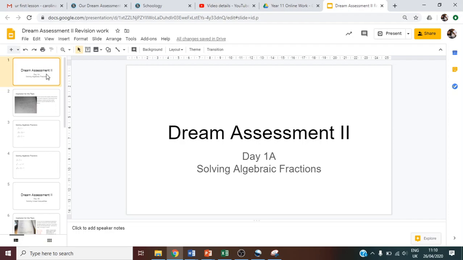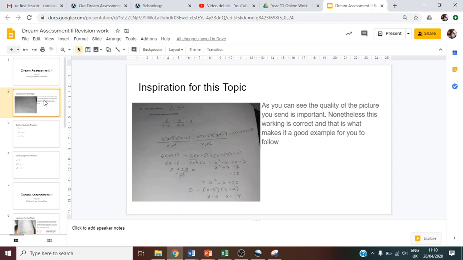Hey guys, this week we're going to try and do things online a little bit more so that I can see how you're doing as you're doing it. So we're doing Dream Assessment number 2, and as you can see, day 1A, we're going to be doing solving algebraic fractions. Now this first slide here gives you an example of really good working, which was the inspiration for this topic. This is question 22 of the January 2016 paper 4.